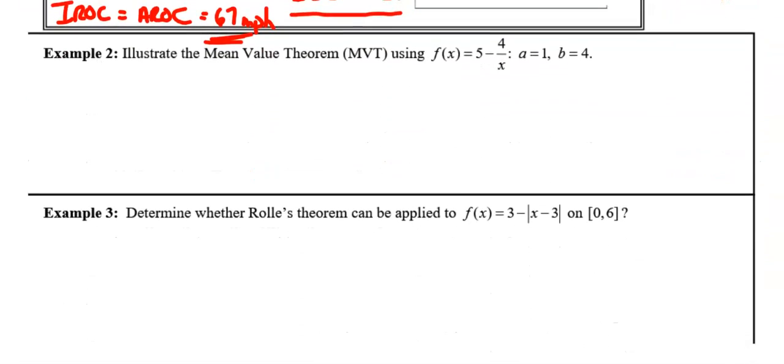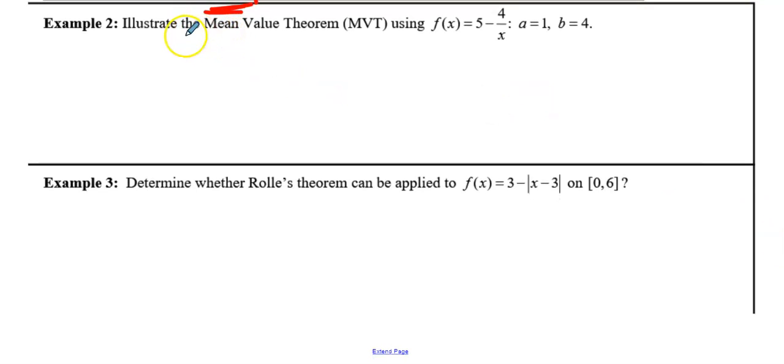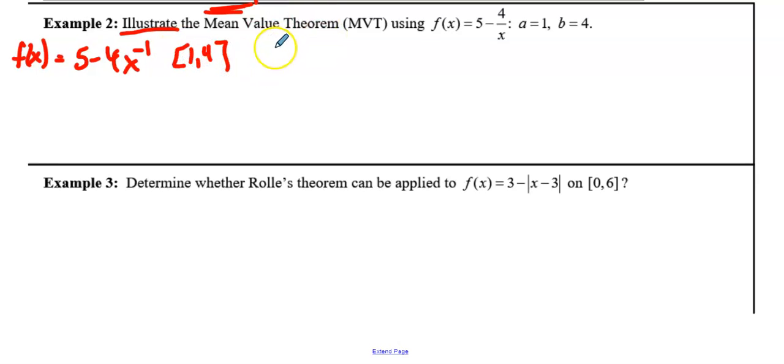So let's go ahead and show you a couple of examples in this video, and we'll do more in the next video, but just a really good way of showing you guys how to do these particular problems. So for example number 2, it says illustrate the mean value theorem using the function 5 minus 4 over x, and the interval from 1 to 4. So I'm going to write that my function f of x is equal to 5 minus 4x to the negative 1, and I'm looking on the interval from 1 to 4.